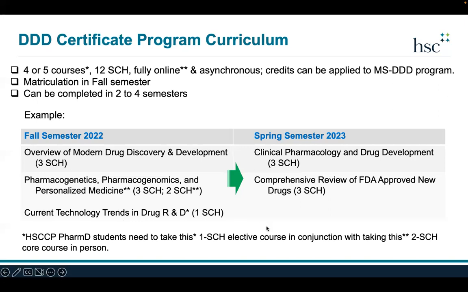elective course in conjunction with this pharmacogenetics course as a 2 semester credit hour core course in person for their pharmacy program.